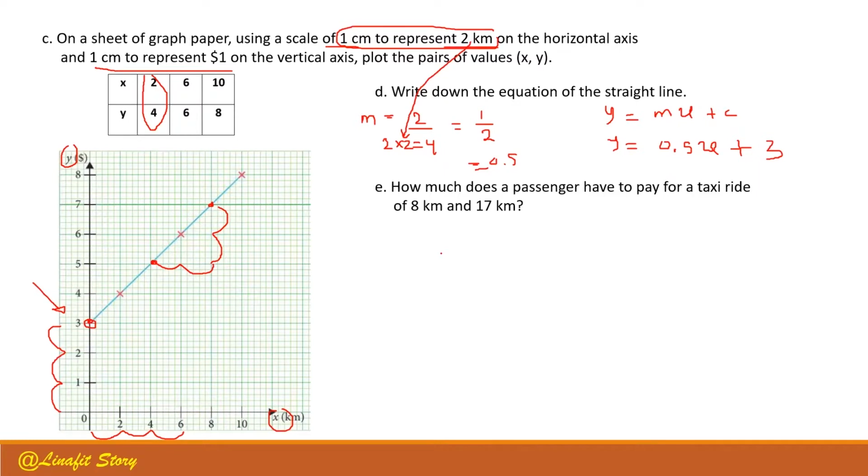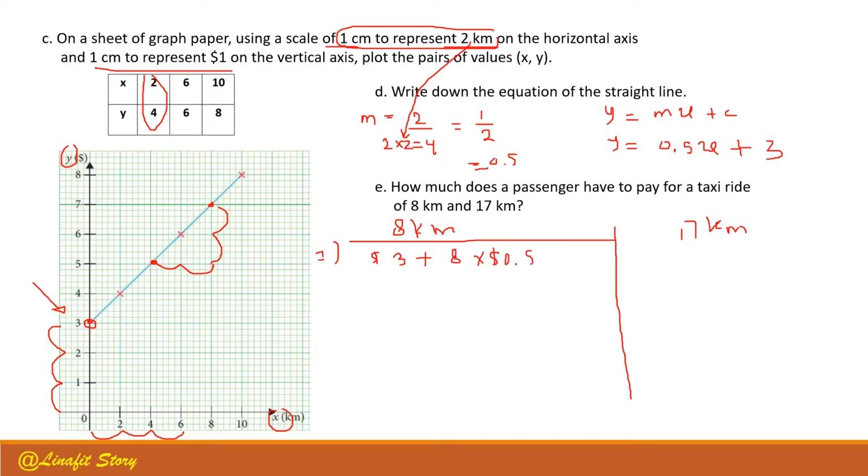Question E. How much does a passenger have to pay for a taxi ride of 8 km and 17 km? There are 3 methods. The first, the cost for 8 km is $3 plus 8 times 50 cents, which is equal to $7.